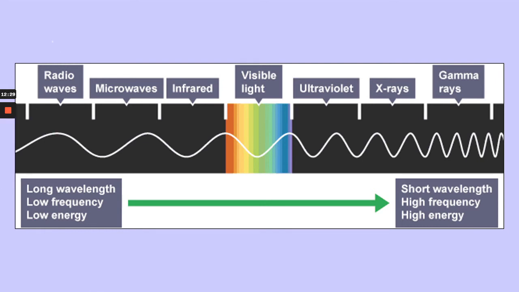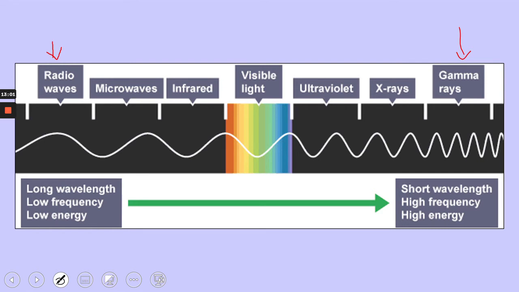As we can see here, where our radio waves are, this has the longest wavelength, but also the lowest frequency and lowest energy. We then have microwaves, followed by infrared, visible light, ultraviolet, X-rays and gamma rays. At the gamma rays, we can see that these have the shortest wavelength, but the highest frequency and the highest energy.